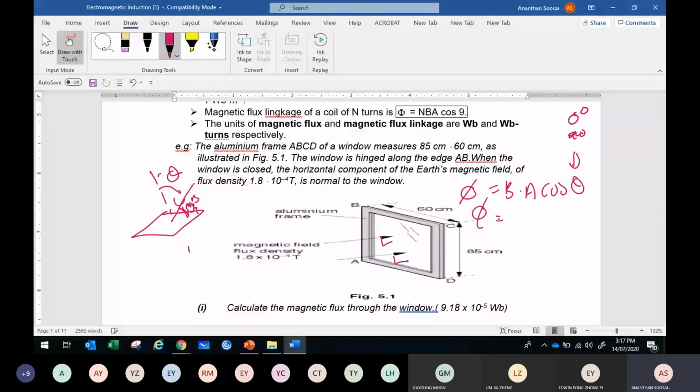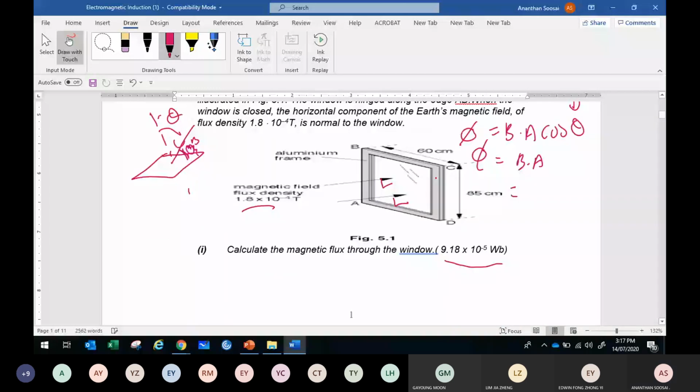So B here is 1.8 times 10 to the power negative 4. The area is, of course, 60 times 85. Change to meters, then you should be able to get this answer. But now, if you close this window, let's say you turn it 90 degrees, then the flux drops to 0. It will drop to 0 after it turns 90 degrees about AB as the hinge. So this is magnetic flux.